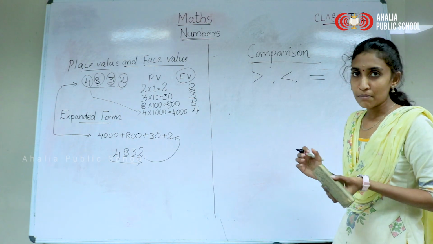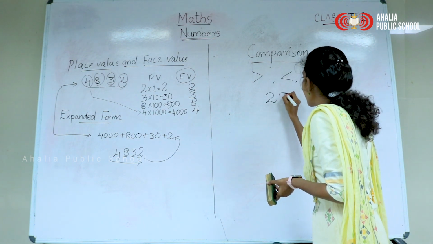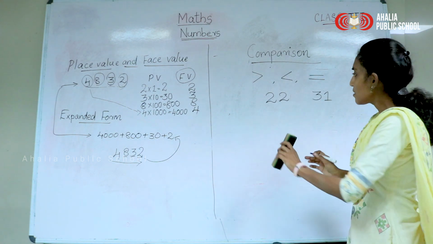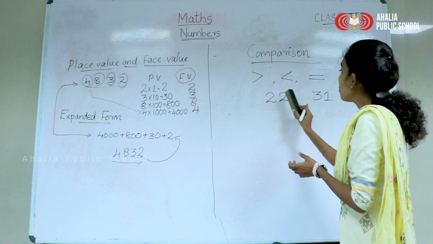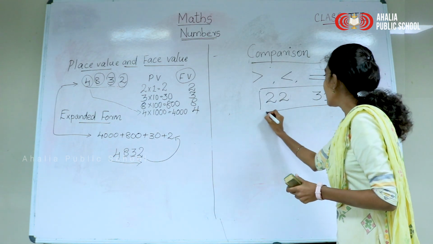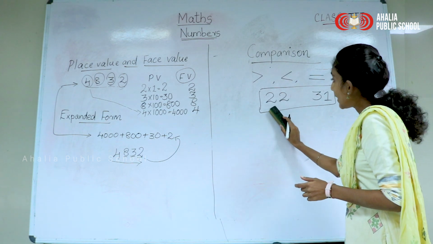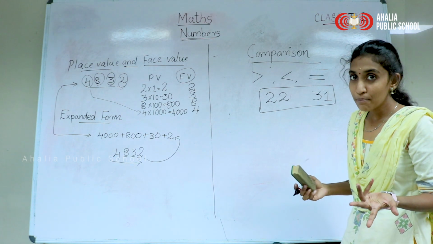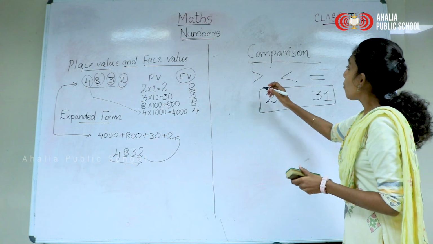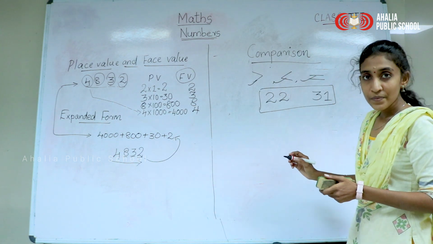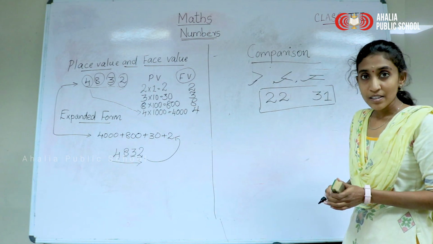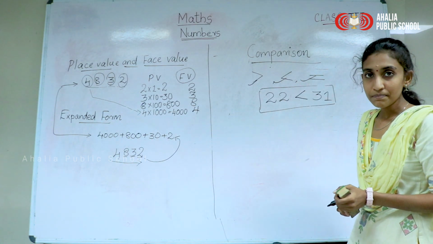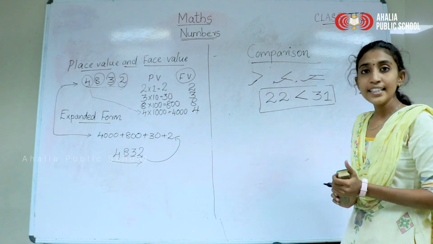So let's start from the small numbers, okay? Just tell me, 22 and 31. These are 2-digit numbers. Which is the greater number, 22 or 31? We already know it is 31. So which symbol do we put here? 31 is the greater number, so the open mouth symbol goes towards 31. That is this one.